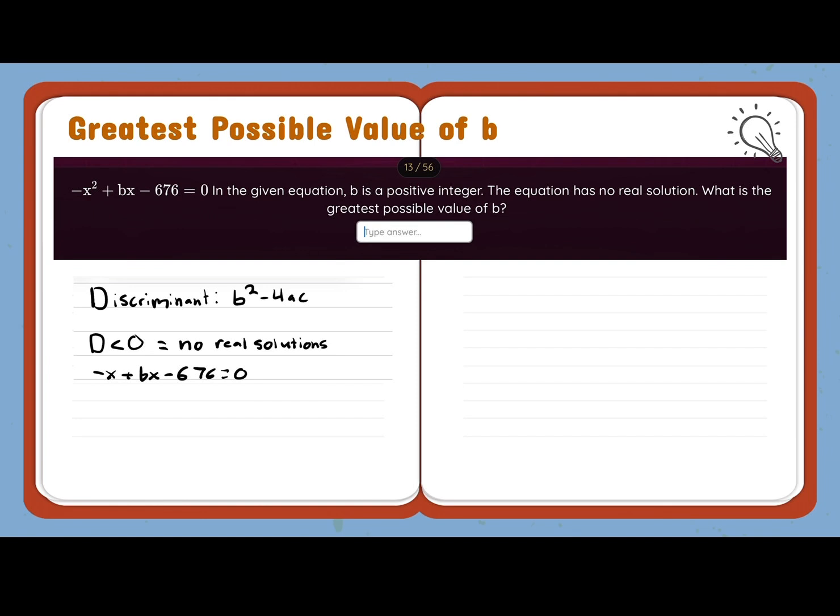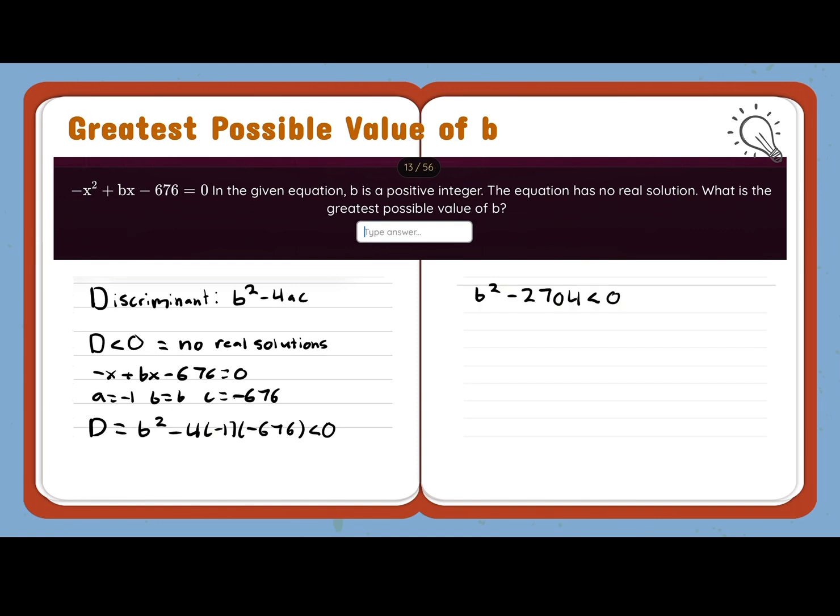Negative x squared plus bx minus 676 equals 0. We know our conditions for a, b, and c. B will just equal b. And when solving for a discriminant, we'll plug everything in, and we'll end up with b squared minus 2,704 is less than 0. Remember, we have to make it less than 0 because there are no real solutions here.